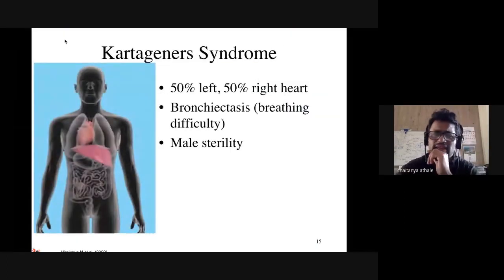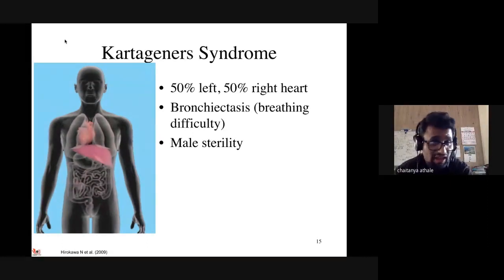So it turns out that in a few rare cases, there are people whose heart is to the right and they have breathing difficulty, and at the same time have a high prevalence of male sterility. This in fact has a name. It is called Cartagena's syndrome, after the person who discovered it. And it suggests that organ placement is not always as we consider to be normal, right?